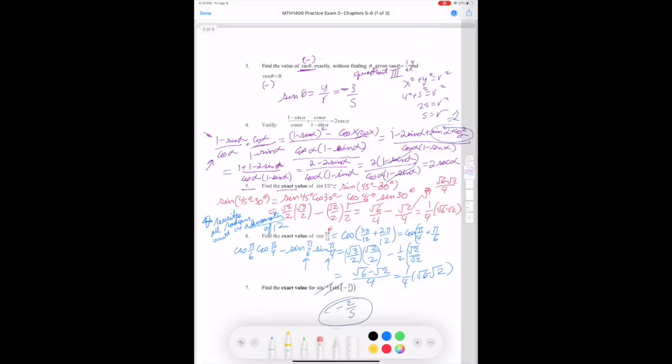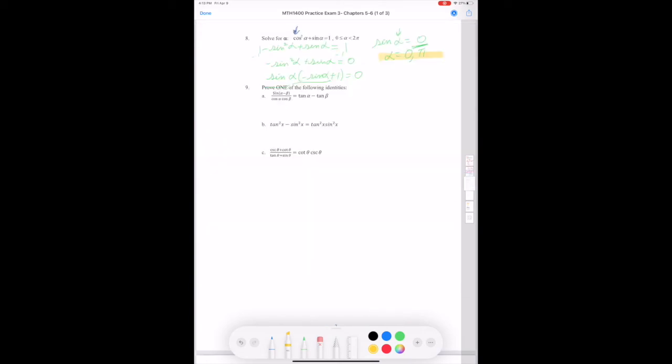Next, I have to, sorry, it's hard to jump around. Next, I have to set negative sine of alpha plus 1 equals 0. That gives me sine of alpha equals 1. Well, where is sine of alpha equal to a positive 1? That's when alpha is pi over 2. So those are our three possible answers for this problem.